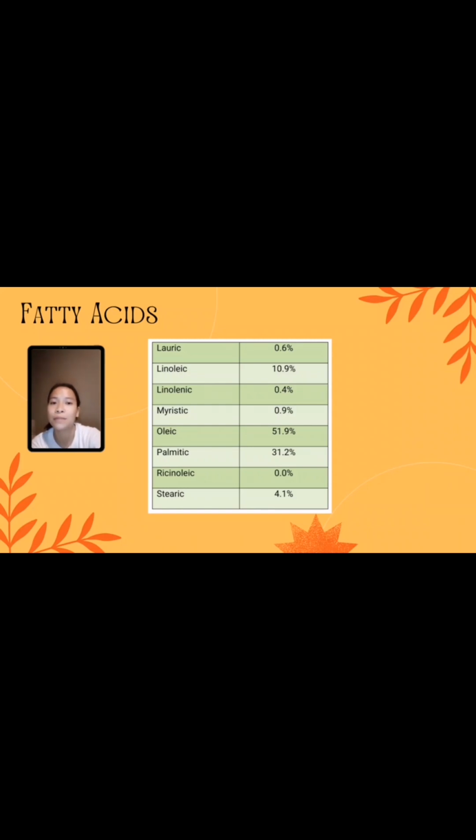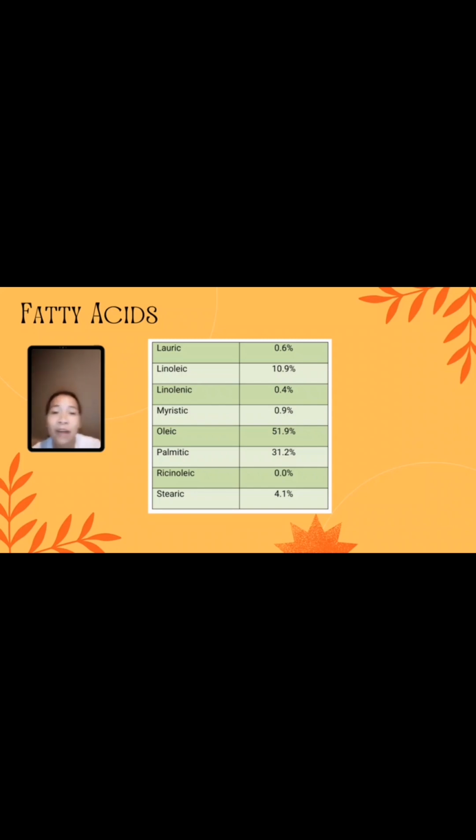And the next one is the palmitic, which is 31.2% in our soap formulation. Palmitic is a saturated fatty acid that contributes hardness and stable, creamy lather. The next one is the ricinoleic. Actually, this is 0.0% in our soap formulation, but let me share its role. Ricinoleic is an unsaturated fatty acid that contributes to the conditioning or moisturizing levels and the stability of lather.